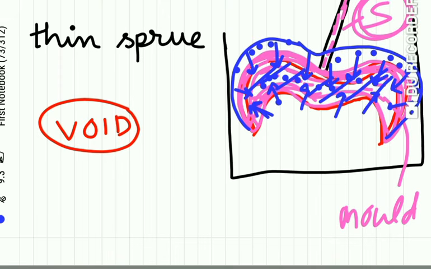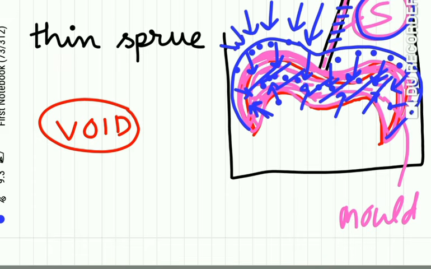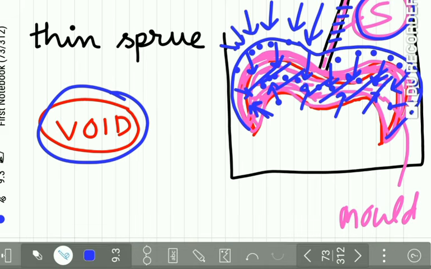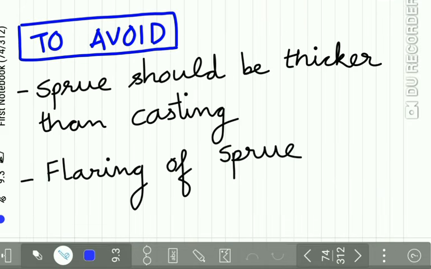Now we have seen the thin sprue and the metal is already solidified in the sprue. So no more molten metal can be provided through the sprue to fill in this space which is formed during shrinkage. So this leads to the formation of voids, and this is called the shrink spot porosity, which is caused due to shrinkage. How to avoid this?